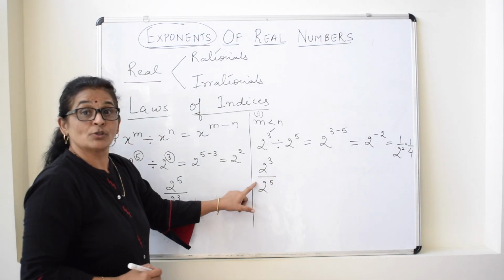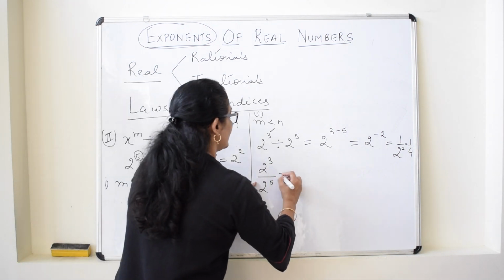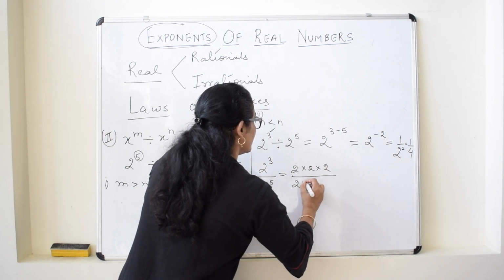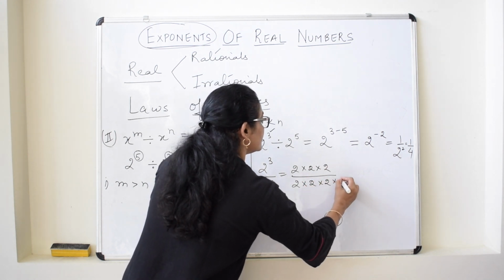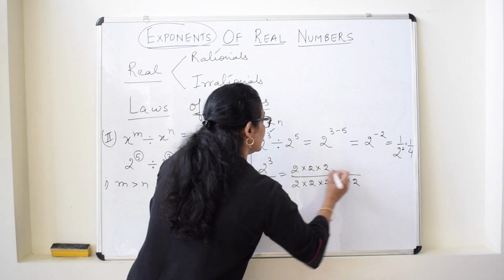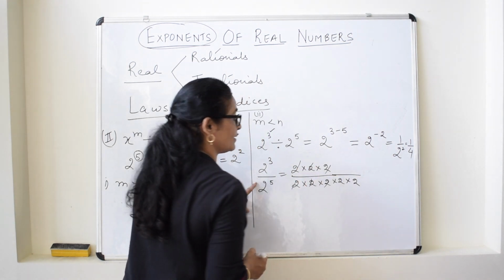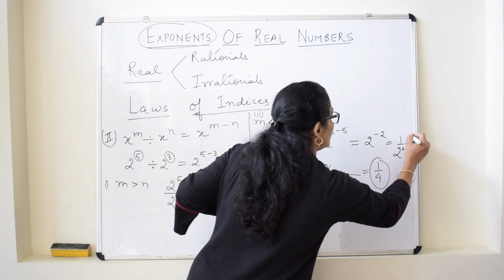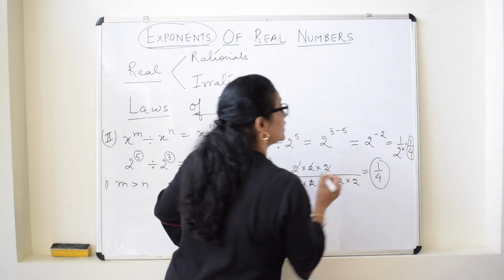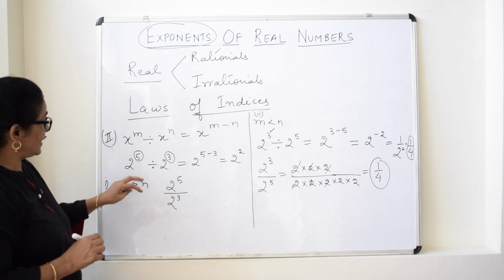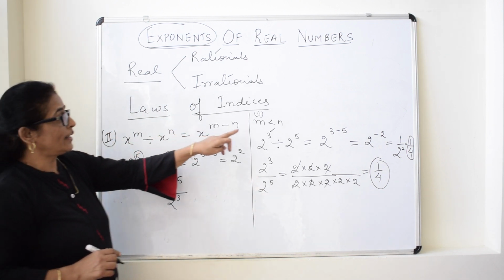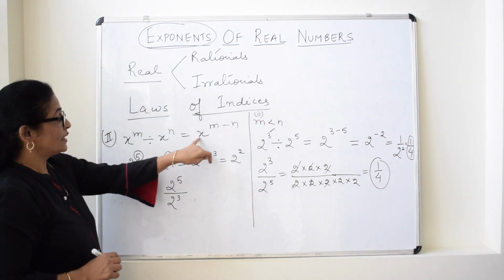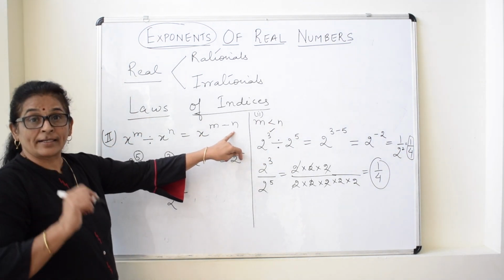But literally if you solve it, then you see that also will give us the same result, because these 3 2's will be cancelled, and ultimately what we are going to get is 1 upon 4, which we got by using the law. It means whether m is greater than n or m is less than n, the law is same. Means the powers will be subtracted.